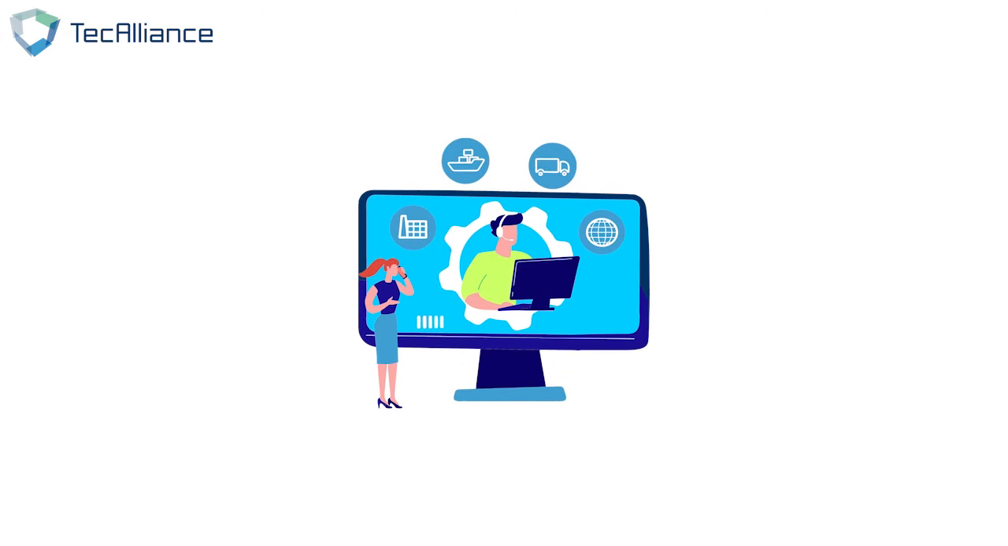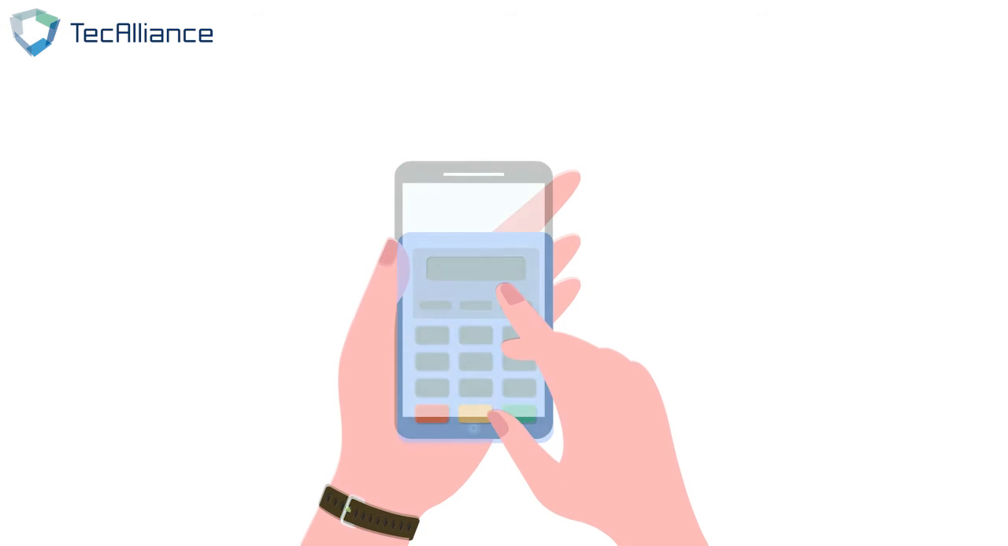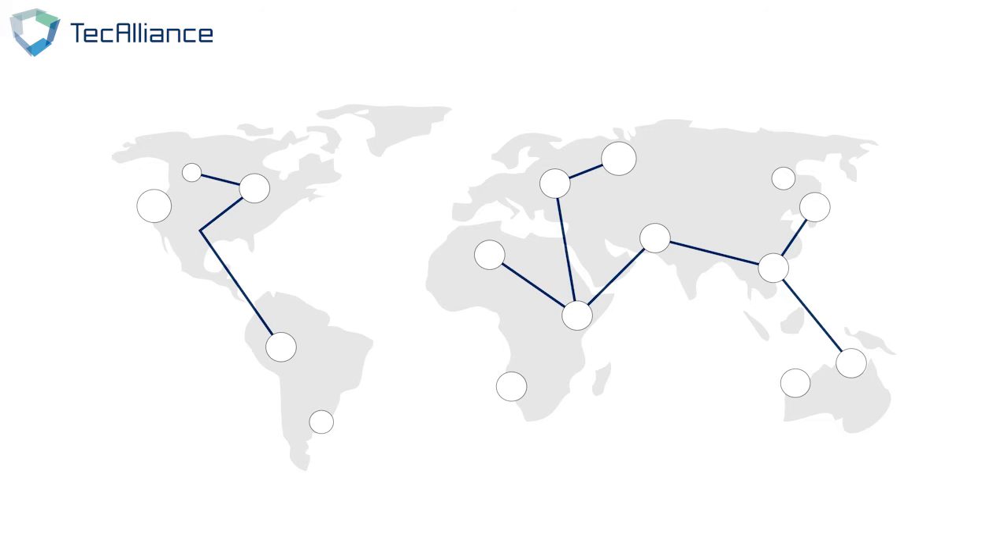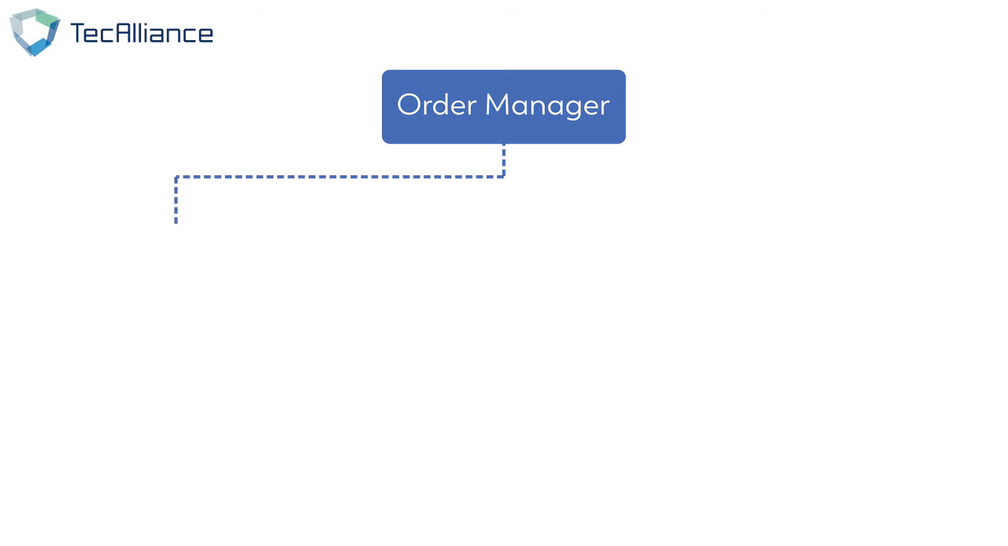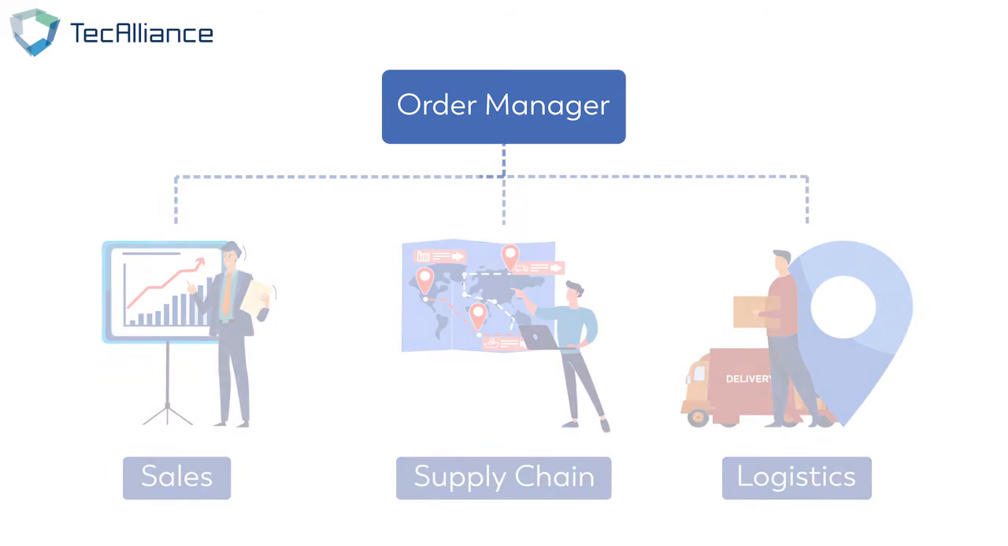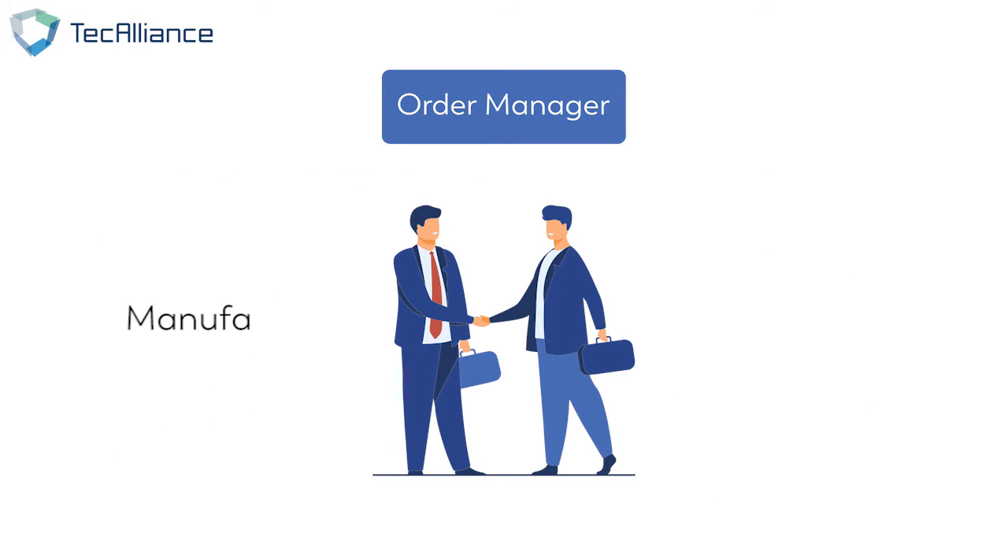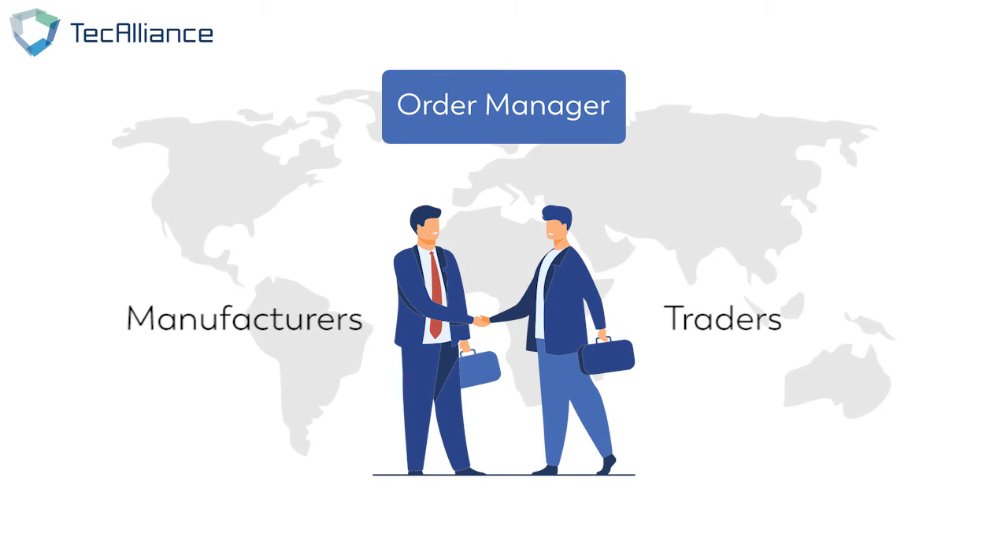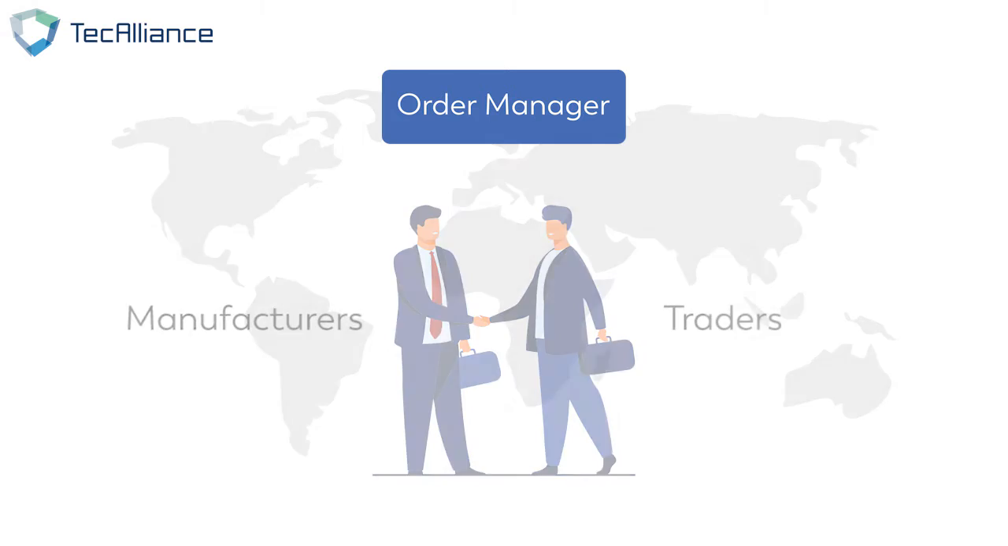Another important solution is the Order Manager, which helps digitalize and automate the entire supply chain division starting from ordering to invoicing. It also helps you connect with traders across the globe. Order Manager is an important solution for sales, supply chain, and logistic teams. This solution connects the part manufacturers and traders across the globe by helping them establish a trade relationship.